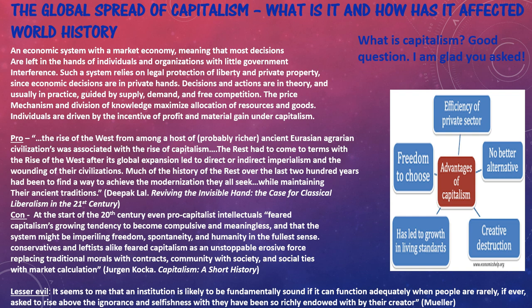So on the pro side, I quote a recent author, an economist, in a book called Reviving the Invisible Hand, in which the author claims that the rise of the West, which for us means Europe and the United States primarily, from among a host of probably richer ancient Eurasian agrarian civilizations, which means agriculturally based, was associated with the rise of capitalism. The rest, which I think he's borrowing from Niall Ferguson's title Civilization: The West and the Rest, means the rest of the world, which had to come to terms with the rise of the West after its global expansion led to direct or indirect imperialism and the wounding of their civilizations.